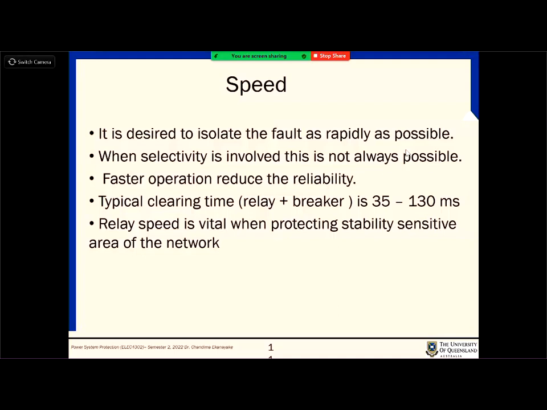And also, the relay speed is very, very important. Have you heard about something called stability of networks? Network stability, small signal and things like that.